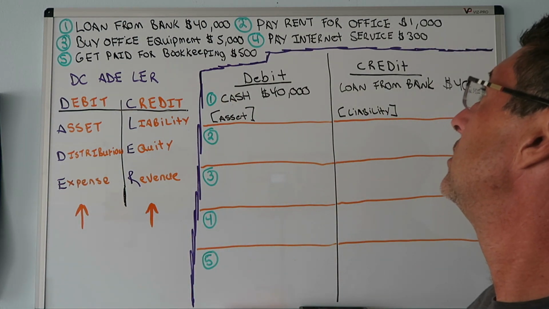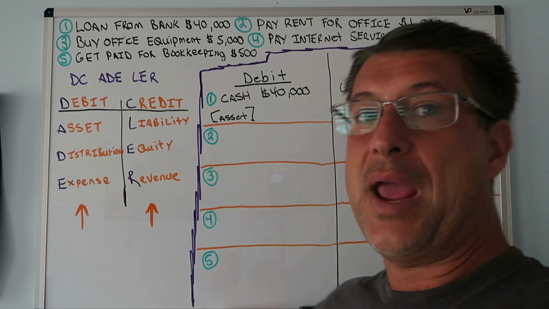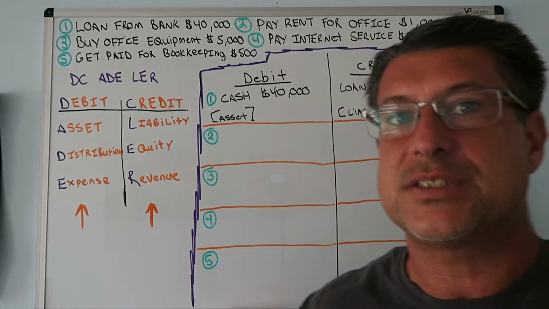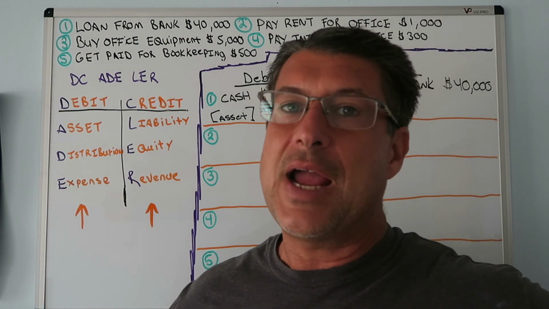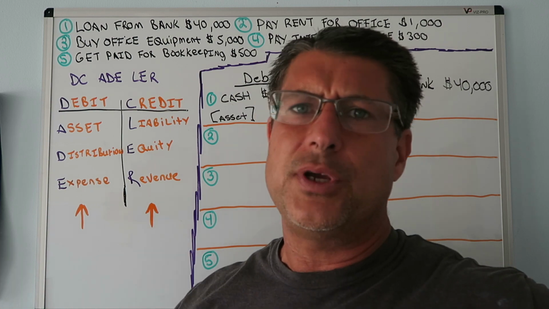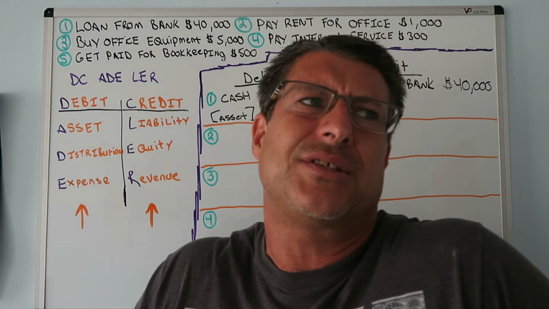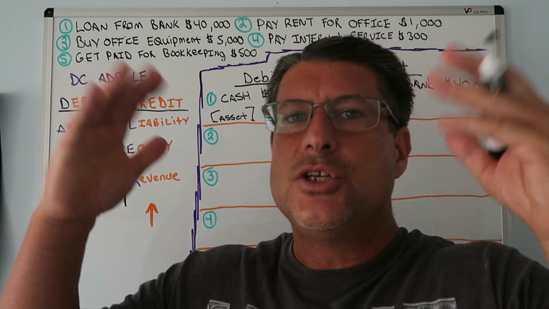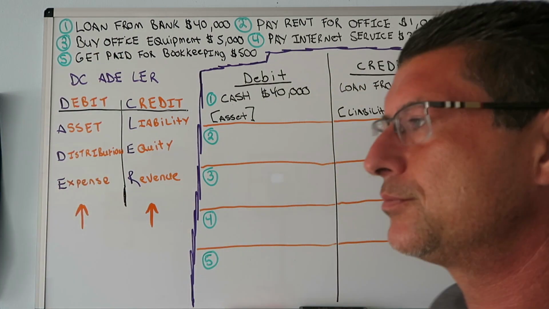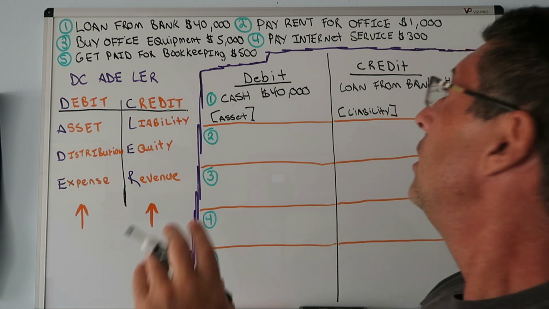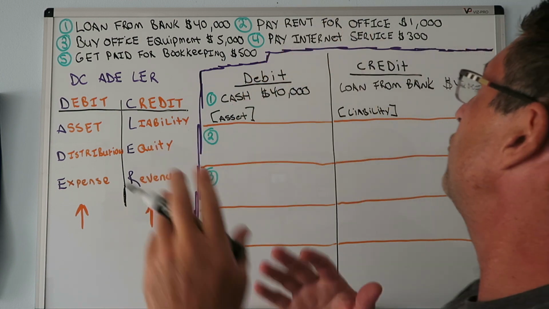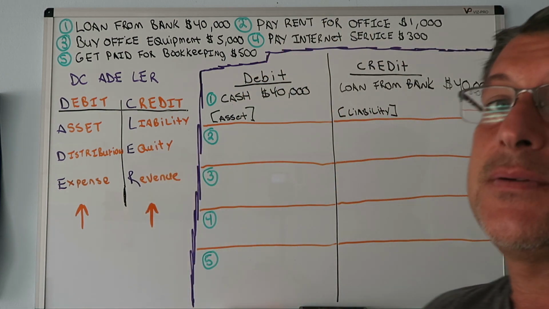We have it as $1,000. Now we're paying rent because we need an office. We're doing a little accounting business right now. Don't get caught up so much in the business, but get just the transactions. Don't say, oh, that's a lot of money or that's a little bit of money. Just focus on the transactions, please. So we pay rent for office of $1,000.